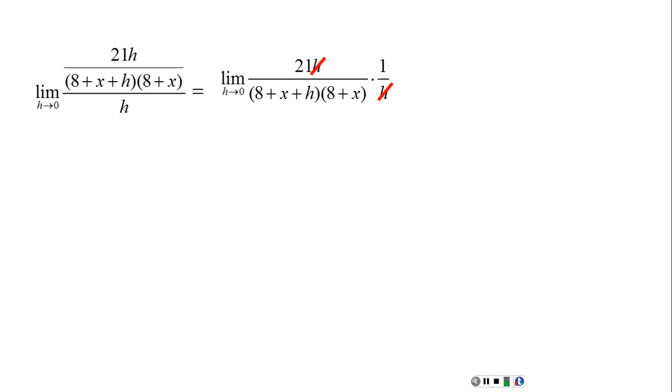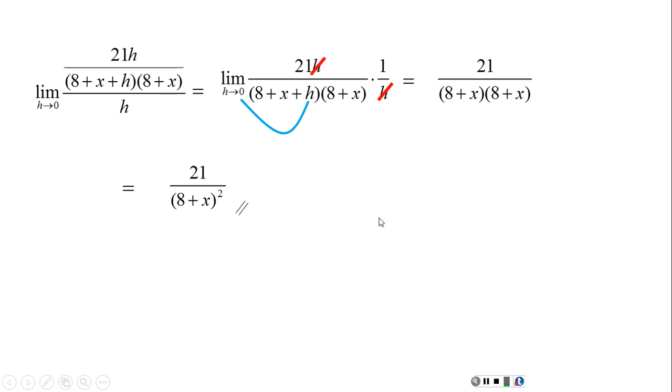We can now plug 0 in for h, and it will not cause the denominator to be 0. So plugging 0 in right there for h. I'm going to be left with, and notice I did not write limit as h goes to 0 this time because I just took the limit. I'm done with that. So all I have left is 21 over, that was 8 plus x plus 0, so 8 plus x times 8 plus x, which we will typically write as 8 plus x squared. We don't want to FOIL that out.